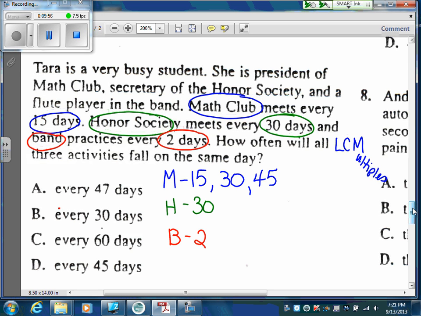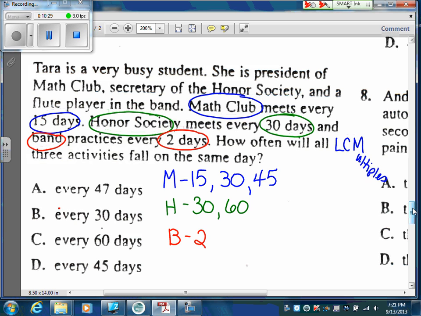Our Honor Society meets on the 30th day, which means they're going to meet on the 60th day, and so on. Now, I notice already I have a 30 for Math Club and a 30 for Honor Society, and I know with my divisibility rules that 2 will go into the 30 because of the 0 at the end. 30 is divisible by 2, so we should be able to skip count by 2s and get to 30. So I'm going to concentrate on my 2s.